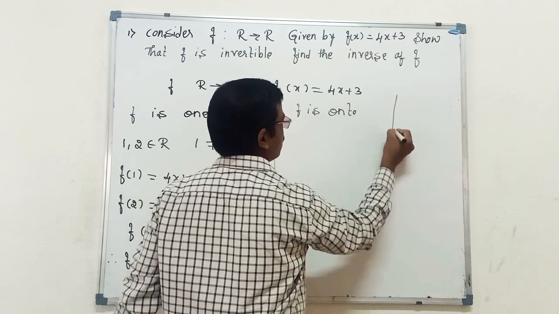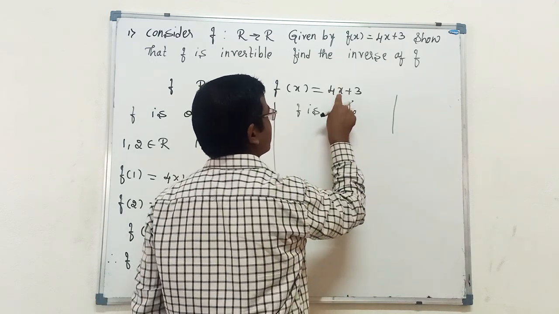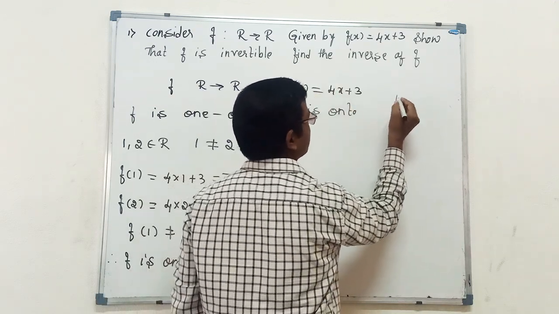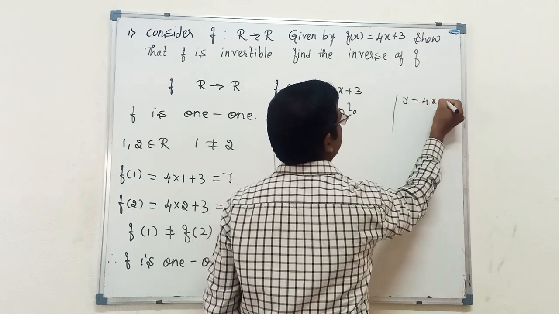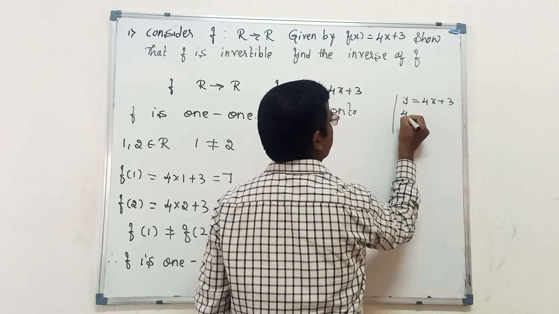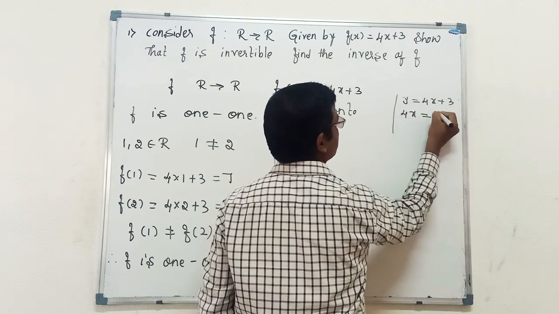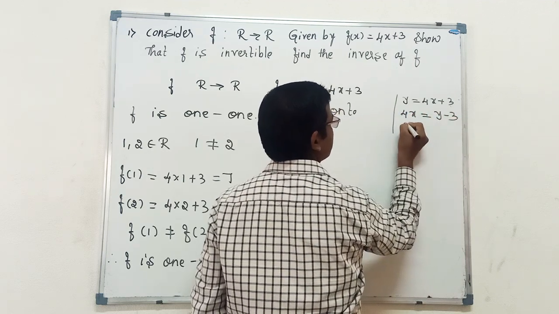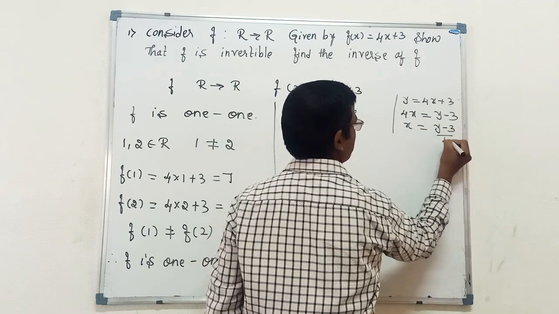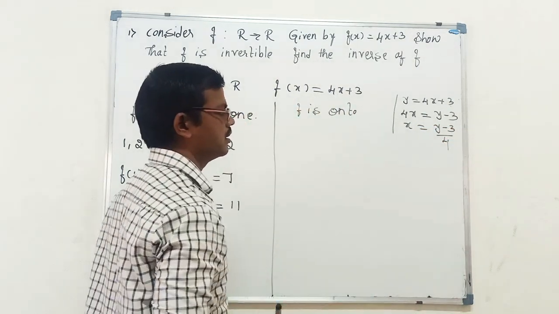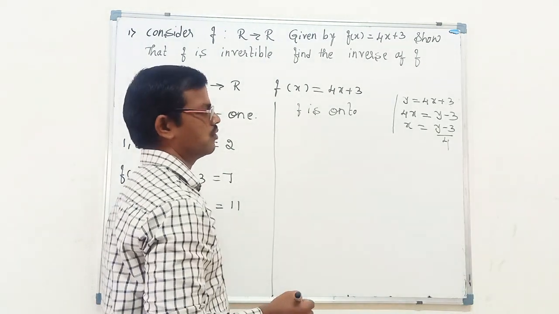For onto, we have to convert this x in terms of y. So y is equal to 4x plus 3. Then we can write 4x is equal to y minus 3. x is equal to y minus 3 divided by 4. We have converted x in terms of y.